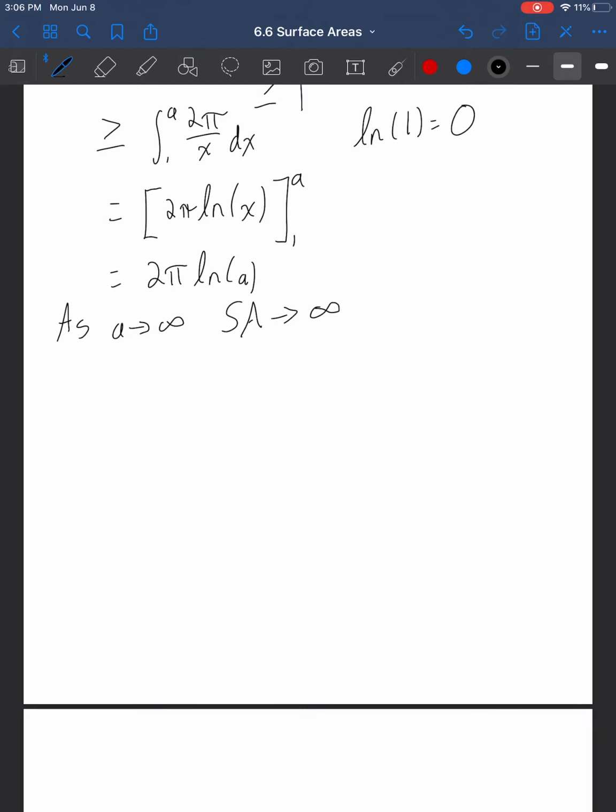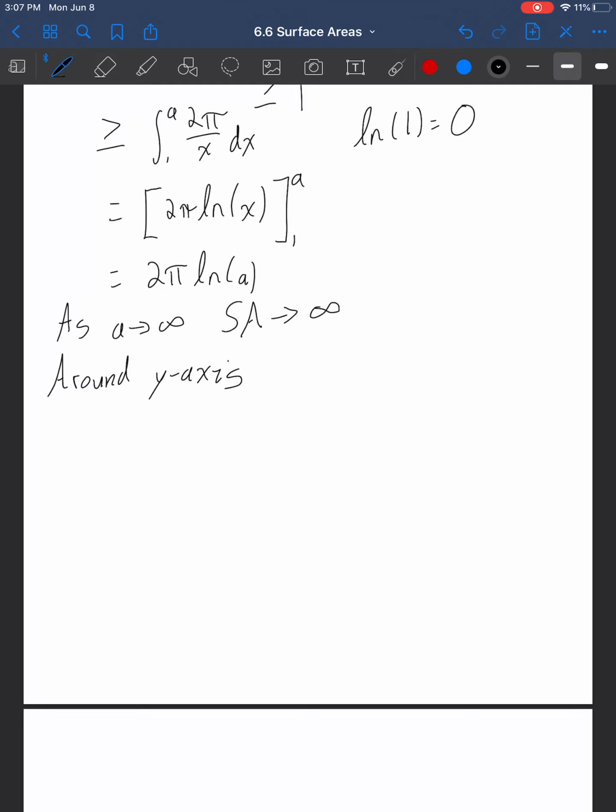So we're going to do one more example for this lecture, and we're going to be talking about rotating now around the y-axis instead of the x-axis. Similar to the last 4-ish lectures, all we're going to do is change our integral to be in terms of y instead of in terms of x, and make sure that our integral bounds are now y values instead of x values.